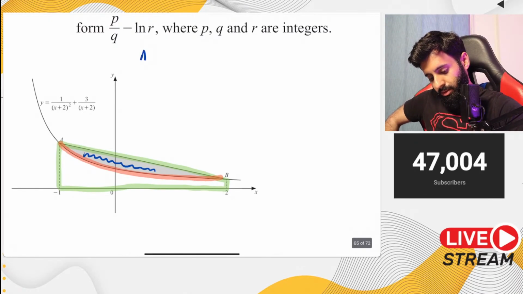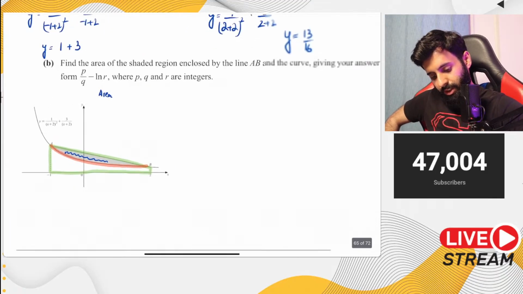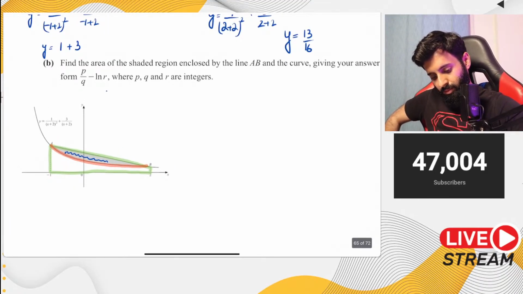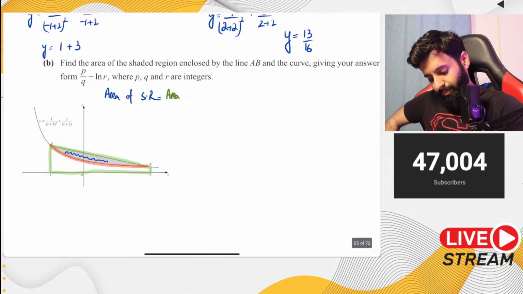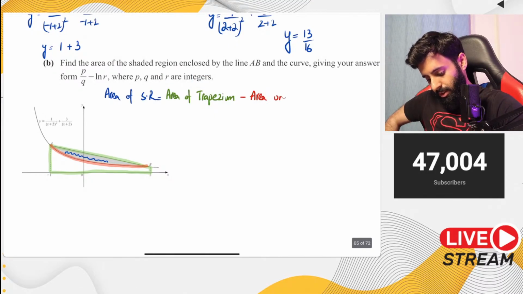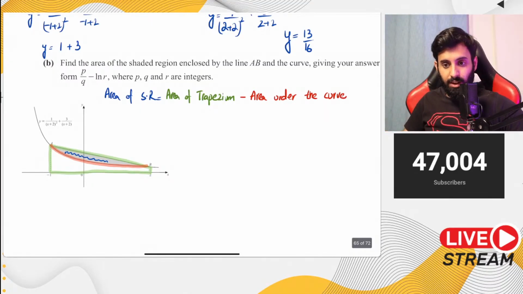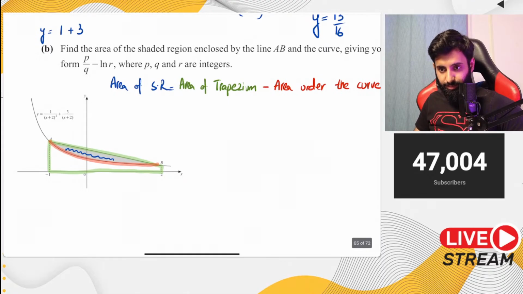So area of shaded region is equal to what? Let's color code it as well. Area of trapezium, and from it we minus the area under the curve. Okay, now first let's find out the area of the trapezium.